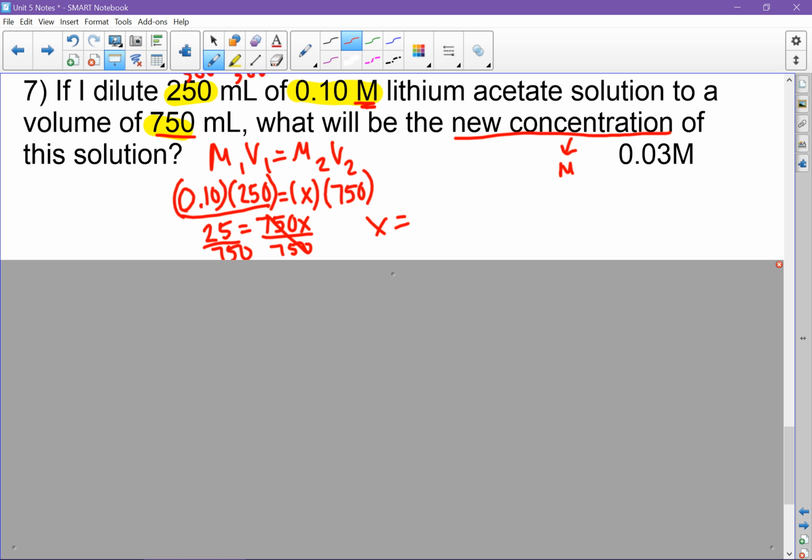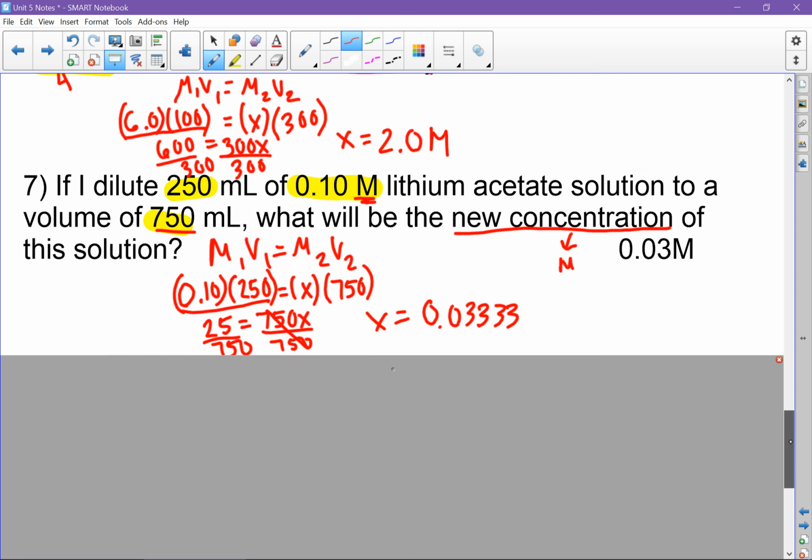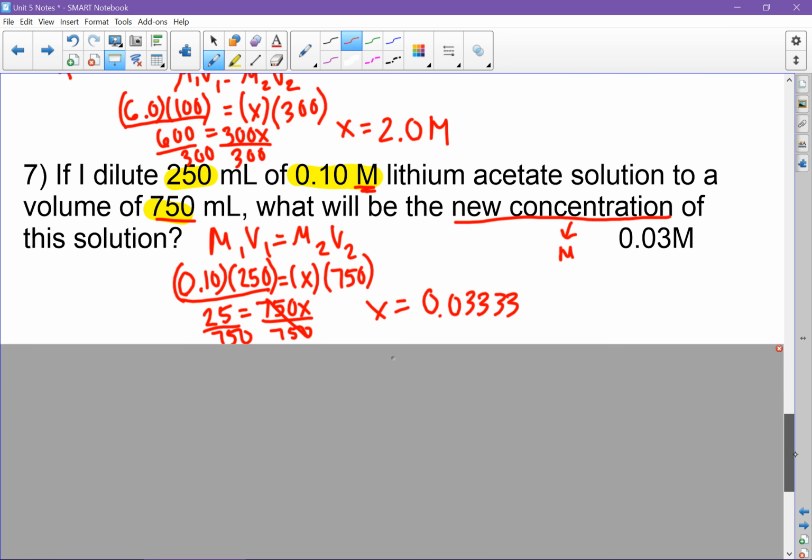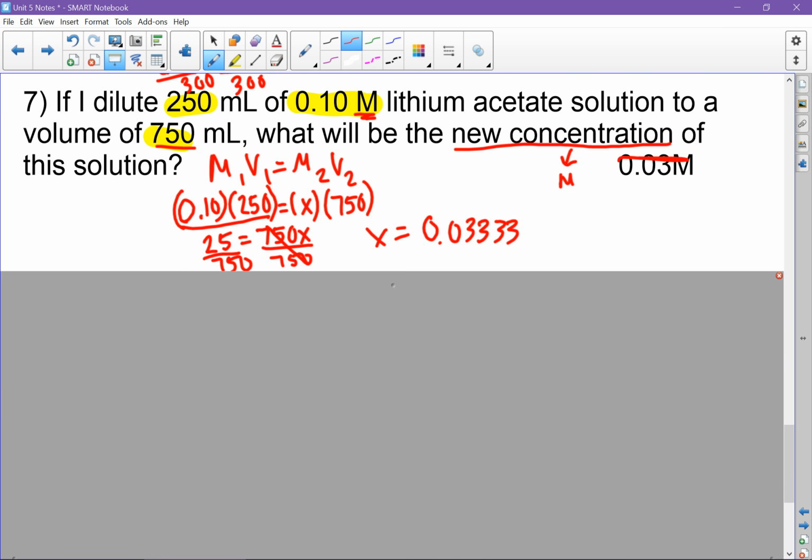Throw that into your calculator. And my calculator says 0.0 with a bunch of repeating 3's. I messed up my sig figs here. Yeah, I did. So I'm going to fix this answer. All of my original numbers had 2 sig figs, and so that's what I want my answer to have as well, which means that's going to fall here with this 3. The zeros are not significant. So my final answer will be 0.033. And M is the unit because we were looking for concentration.